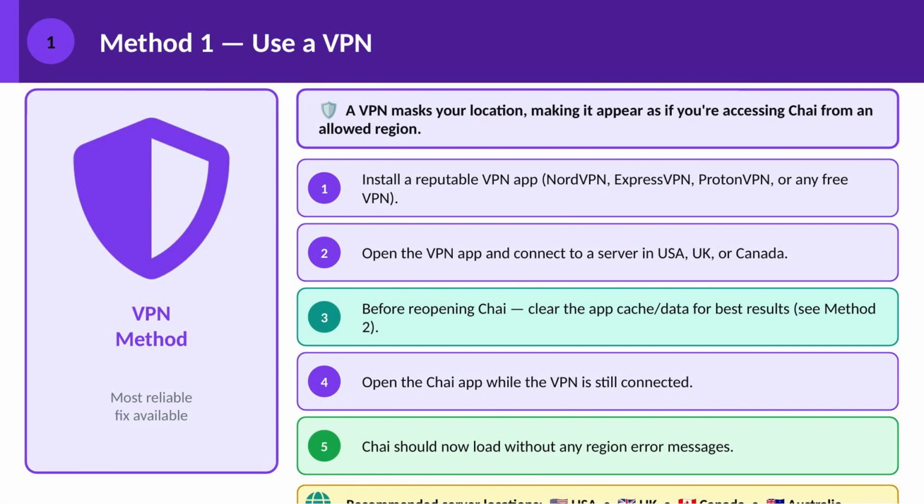Method 1. Use a VPN. Install a VPN app on your device and connect to a server location such as the USA, UK, or Canada. After connecting, open the Chai app again. It is recommended to clear the app data before reopening it for the best results.